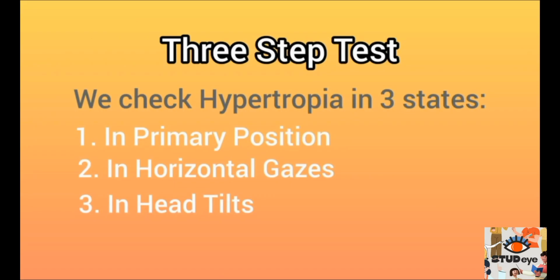Now what is Park's 3-step test? By the name you can understand that it involves 3 steps. Basically you have to check the hypertropia in 3 stages or 3 conditions. You have to see the hypertropia in the primary position when the eyes are straight, in the horizontal gazes, where you ask the patient to see towards the right side and towards the left side, and in the head tilts, which involve the right head tilt and the left head tilt, where you slightly tilt the head towards the right side and towards the left side. These are the 3 steps, and we will discuss them step by step.